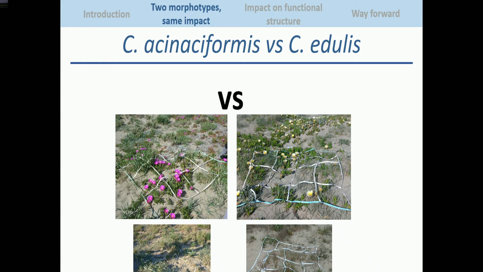So we did a series of paired plots, meaning that we were sampling communities that were invaded by one of the two morphotypes, and communities that were analogous to those invaded but not invaded. Analogous meaning they were at the same distance from the sea, and they were close, but not so close that they were affected by the Carpobrotus presence.